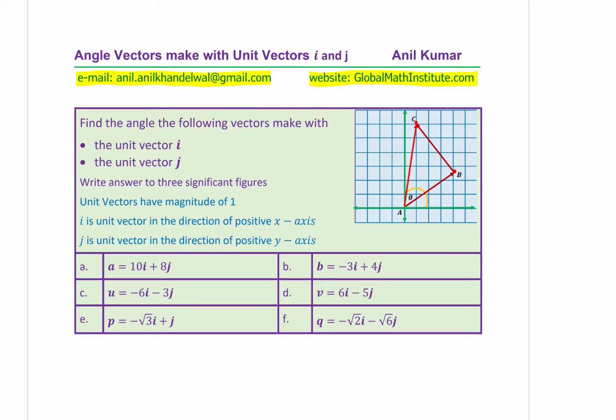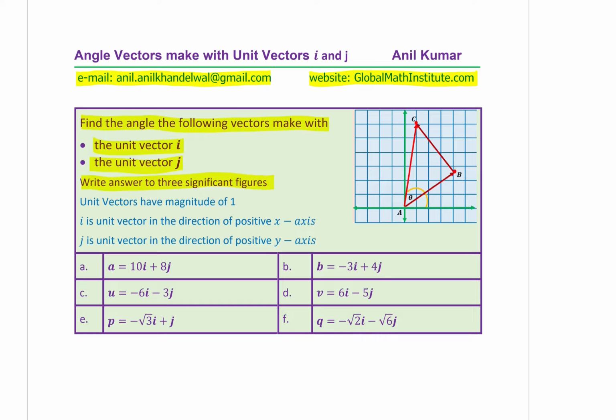One question which we are going to answer in this particular video is how do we find the angle the following vectors make with the unit vector i and with the unit vector j. Well, we'll write down the answer to three significant figures.